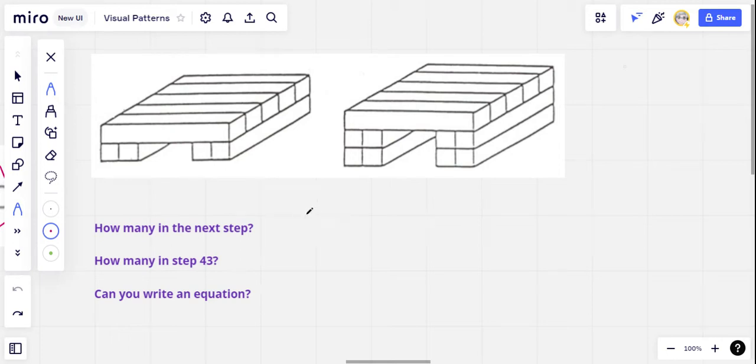Hello, everybody. We've got another visual pattern challenge for you to think about. If you choose to accept this challenge, what you're going to try to do is figure out the pattern that's happening from step to step here. So here's step one, here's step two.